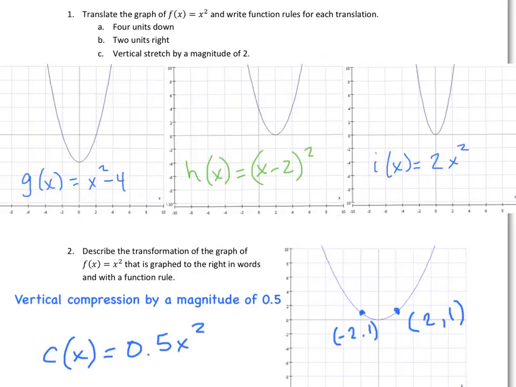For number 1, for the independent practice, we have g of x going 4 units down, x squared minus 4, 2 units to the right, be quantity (x minus 2) squared, and then vertical stretch magnitude of 2. Just put a 2 right in front of the x squared.